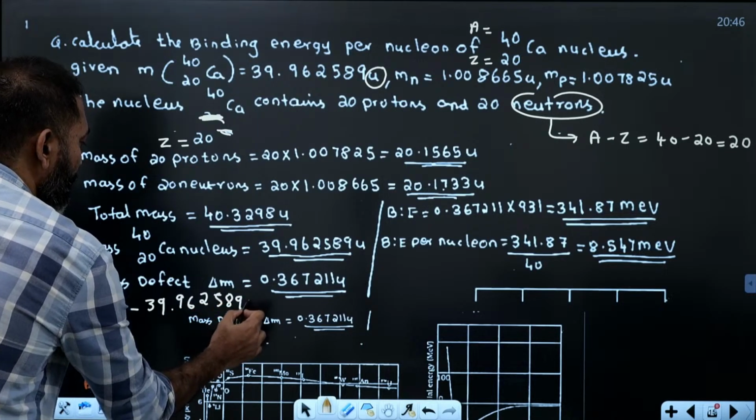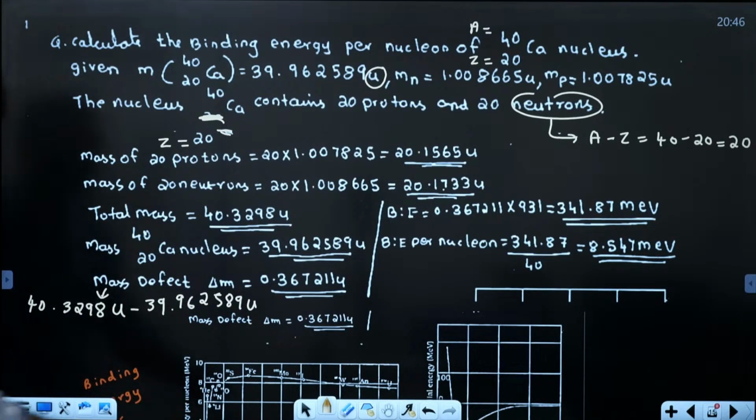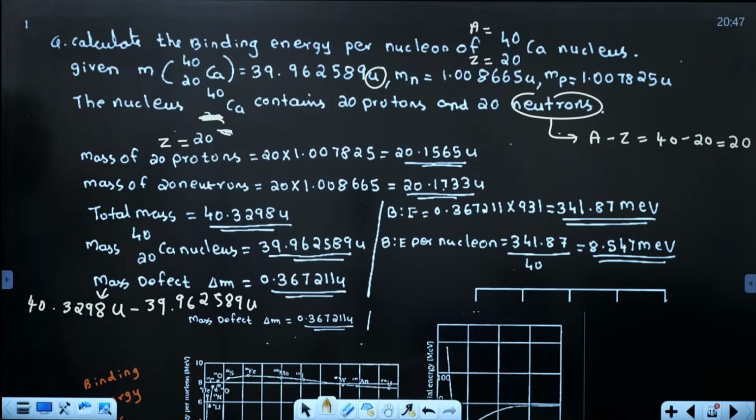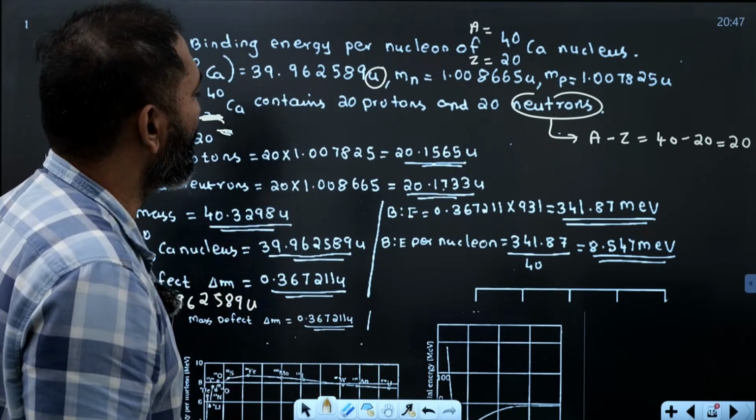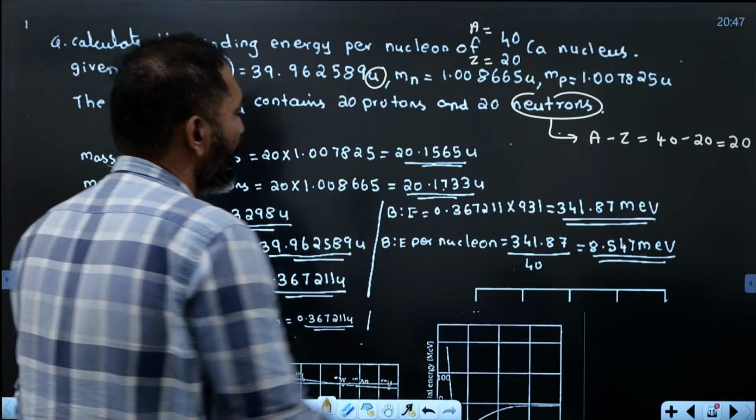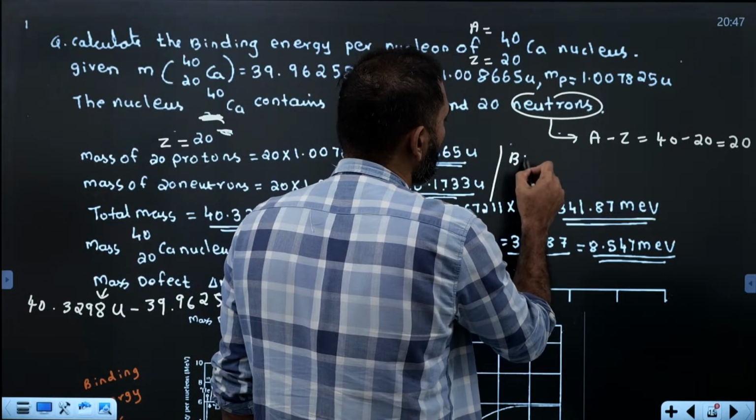If you calculate, you will get the mass defect. What is the mass defect? 0.367211 U. This is the mass defect. How to find out the binding energy?